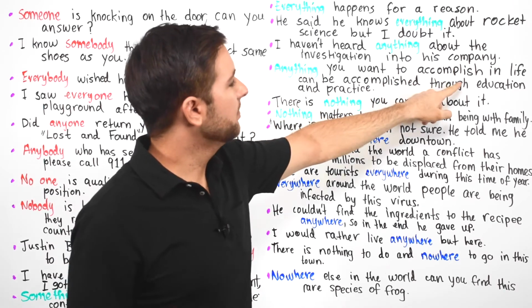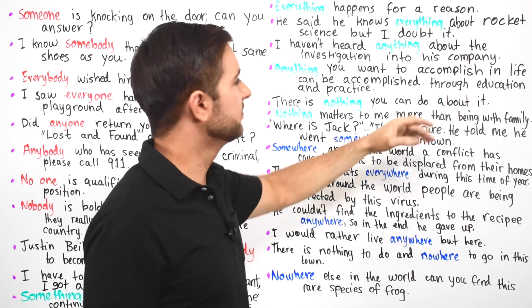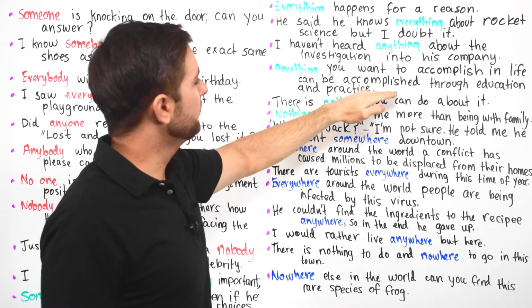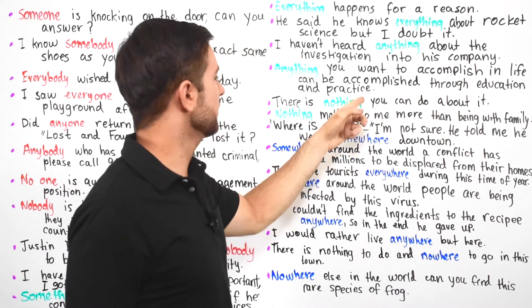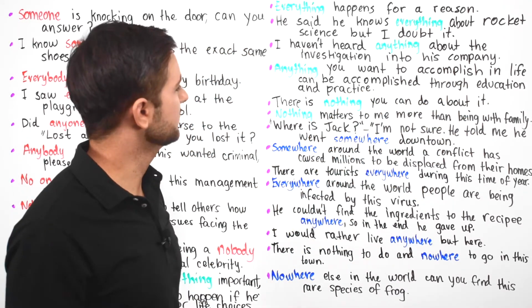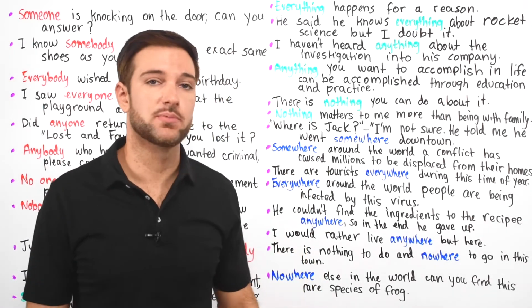Anything you want to accomplish, complete, you know, when you set goals for yourself in life can be accomplished through education and practice, going to university and working at a job and getting a lot of practice. Anything you want to accomplish in life can be accomplished through education and practice.